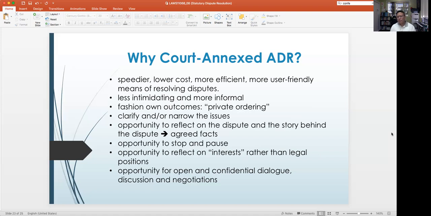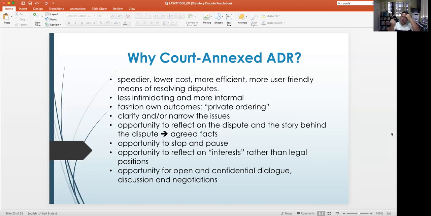It can also be an opportunity to reflect on interests rather than legal position. The problem with the legal position is that it's a single legal position. This is where I stand. I want my child to be with me on these days. There's only one, and it's a position. It's either you get it or you don't get it. That's very problematic. The problem with legal position is that it's pretty fixed.